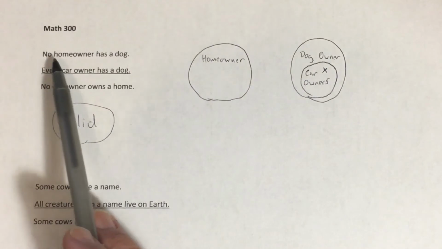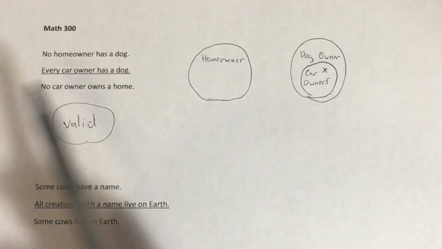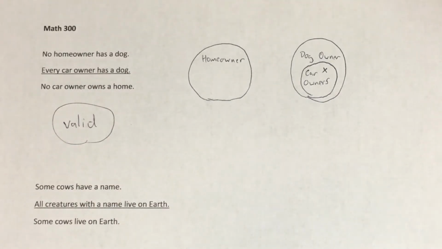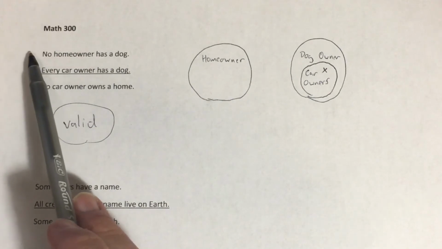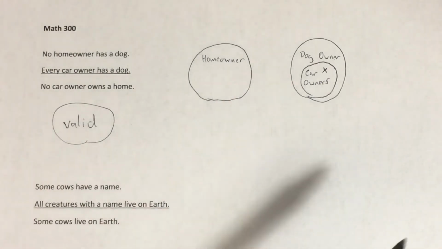Now, these premises are not necessarily true in reality. For example, to say that no homeowner has a dog, that's pretty blatantly false in reality. But for analyzing an argument, it doesn't matter if the premises don't make any sense, because we're always assuming that they are true and trying to see whether or not the conclusion follows.